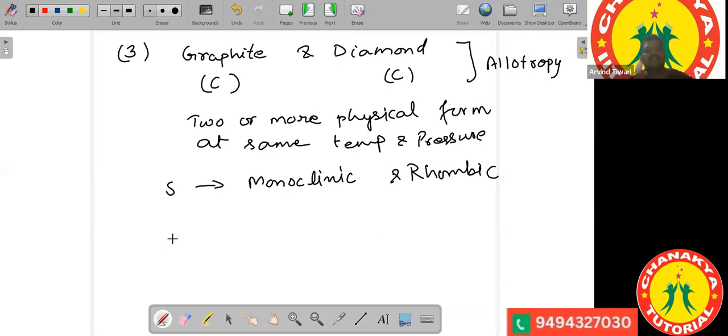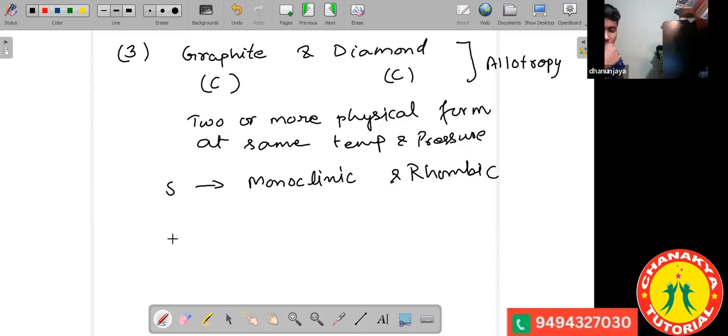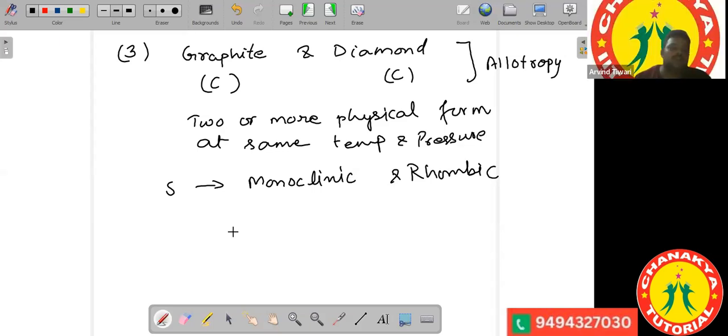Dhanunjay, is there any other element which can show allotropy? Maybe phosphorus. Phosphorus, yes. Phosphorus also shows allotropy. It has two forms, yellow phosphorus and red phosphorus.